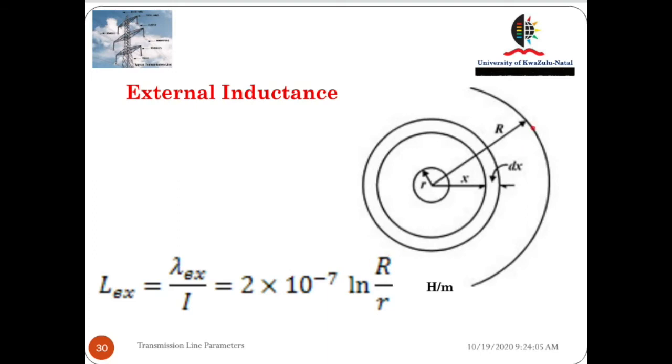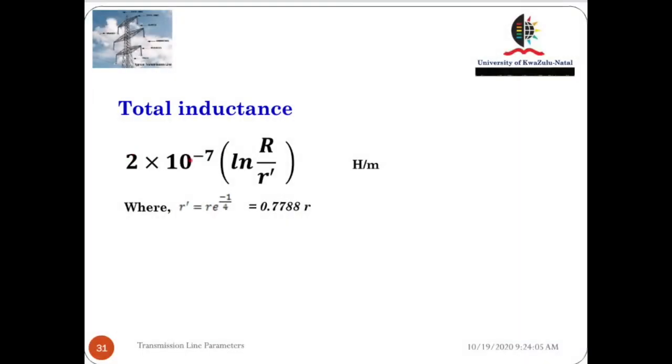Capital R is the external distance, meaning the distance up to which we are considering all the external fluxes linking to this conductor under consideration having a radius of small r. So that's the external inductance expression, 2 times 10 to the power minus 7 log capital R over r. So after that we can add two of them, 2 times 10 to the power minus 7 log R by r, and the internal inductance was 10 to the power minus 7 over 2.